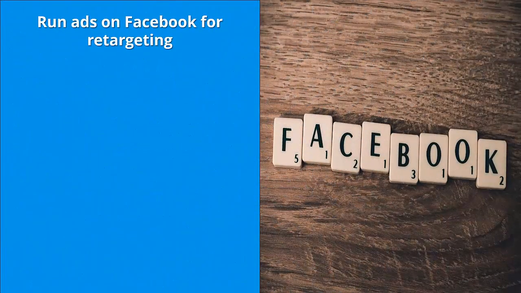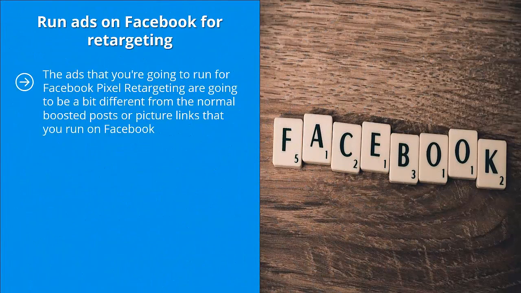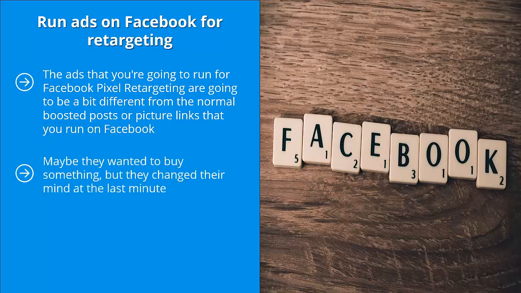Run ads on Facebook for retargeting. The ads that you're going to run for Facebook Pixel retargeting are going to be a bit different from the normal boosted posts or picture links that you run on Facebook. Instead, these are going to try to achieve 2 things. You can remind people about what they did. Maybe they wanted to buy something, but they changed their mind at the last minute. Perhaps they were reading some sort of conversion article and were about to enter their email address, but they didn't. Whatever the case may be, you're reminding them to come back to what they were doing before.